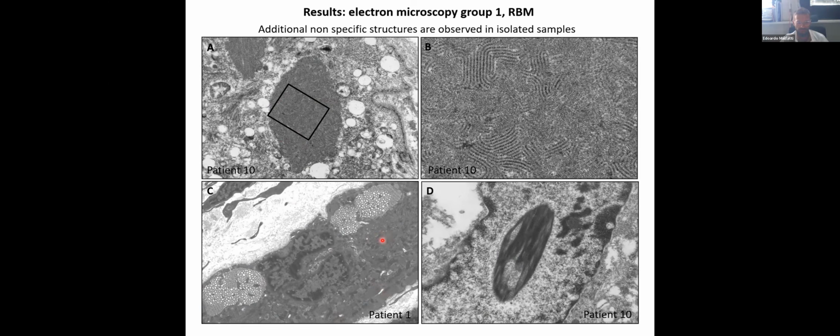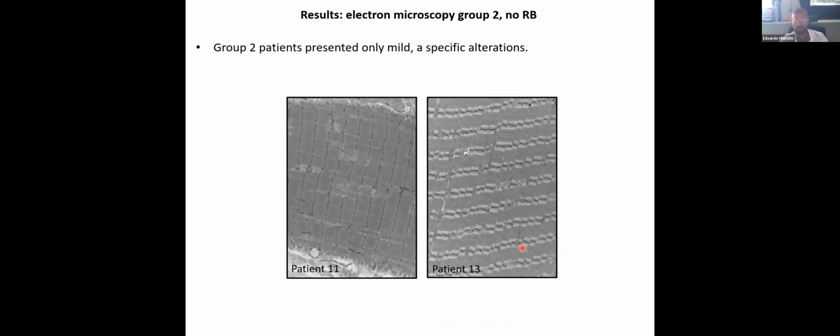You can see here how the sarcomeric structure is completely destroyed. And we also identified, in the nucleus of one of the patients, the presence of this nemaline body, which is found in other forms of protein aggregate myopathy, like nemaline myopathy, specifically the FHL1 related, but also the ZASP related, and in forms of myofibrillar myopathies as ZASP1.